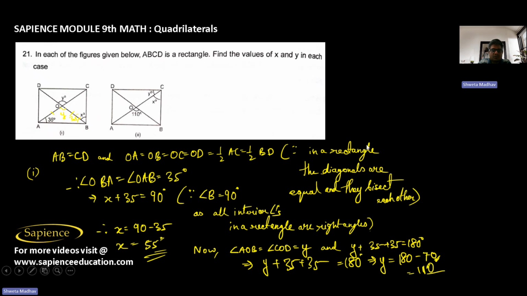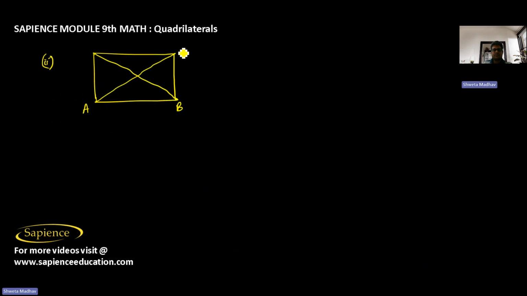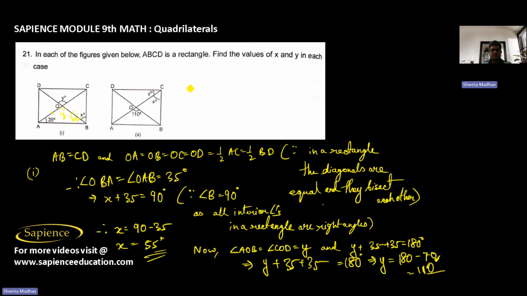Okay, so I think one more is remaining. This is the first part only, so the second part is here. In the second part, the rectangle is like this. These are the two diagonals of ABCD. This is O. This is 110 degrees, this is y degrees, and this is x degrees. Then we have to find x and y.